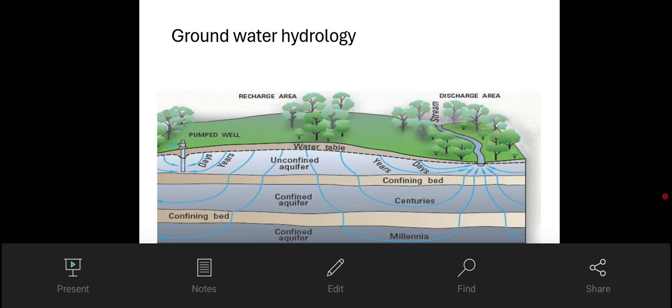This area is called the aquifer. The upper boundary of this saturated zone is known as the water table. It rises and falls depending on how much rain falls or how much water is pumped out.